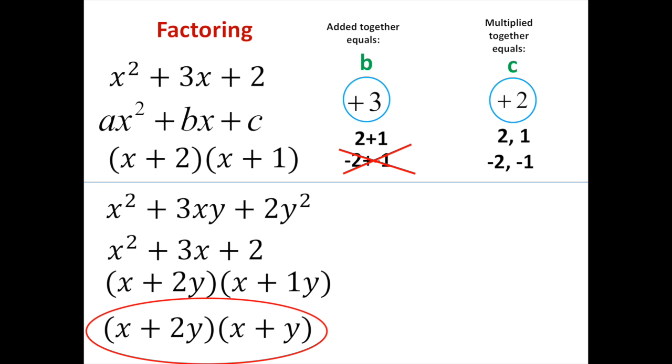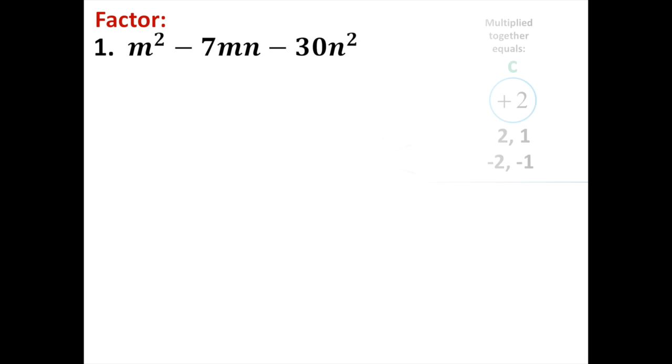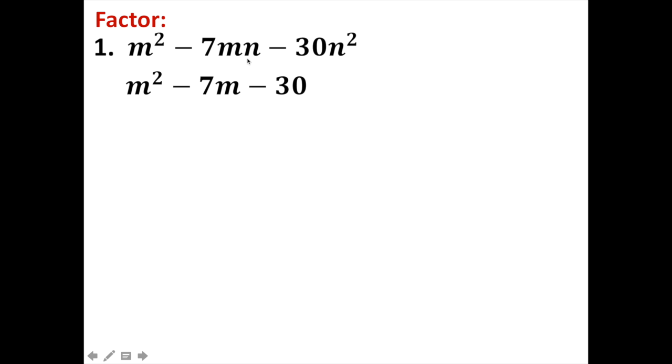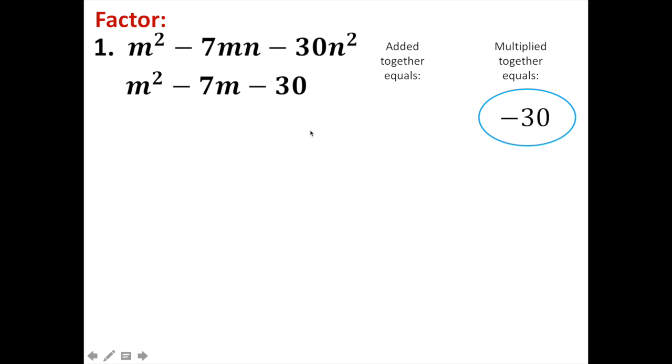All right, so let's get a little bit of practice on this. Let me do one more example though before, just because it's so weird. On this one here, I've got n and n squared. What I want you to do just for a moment is look at this without the n's. If I wanted to factor this one, I need two numbers that multiply together to give me my c value, but add together to give me my b value, which is negative 7.